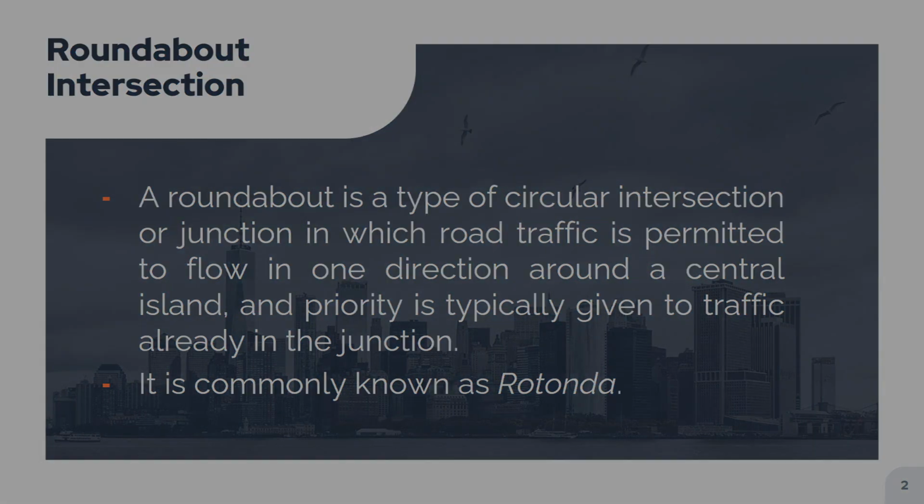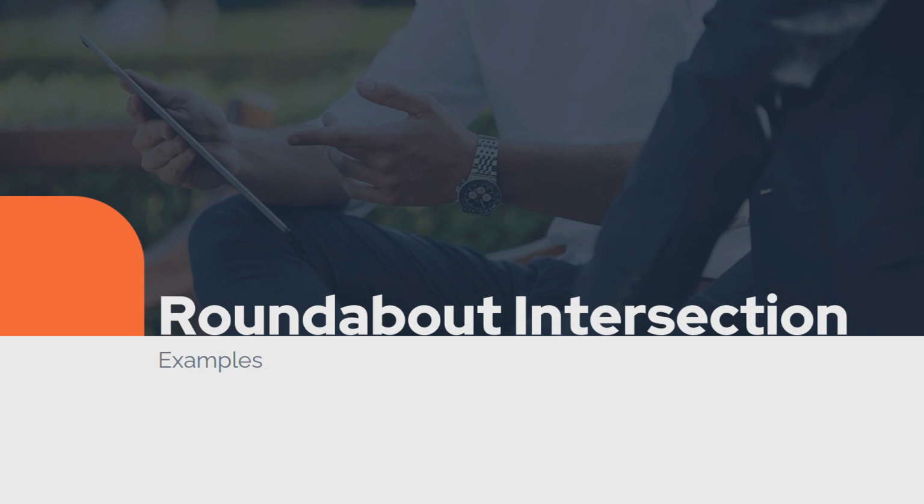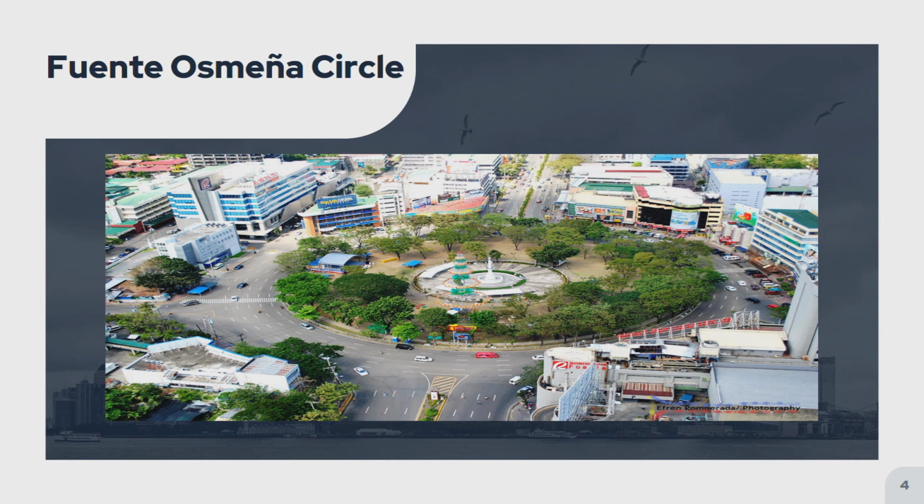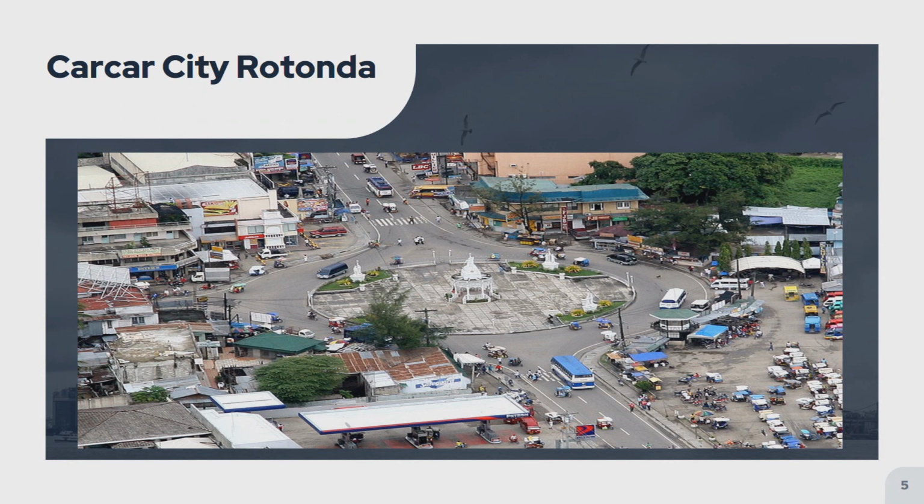We have here some examples of roundabout intersections that we can see in our place. So we have here the Fuente Osmeña. The Fuente Osmeña gives uniform flow of vehicles from and to Osmeña Boulevard, General Maxilom Avenue, and B. Rodriguez Street. Another example is the Carcar City Rotunda, which was designed to maintain the good flow of traffic in N. Bacalso National Highway and San Vicente Drive.